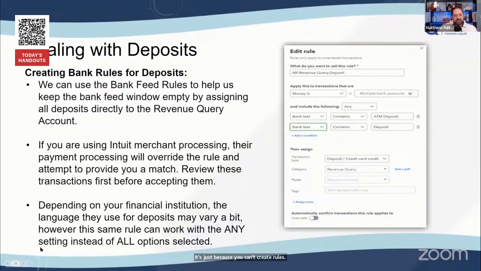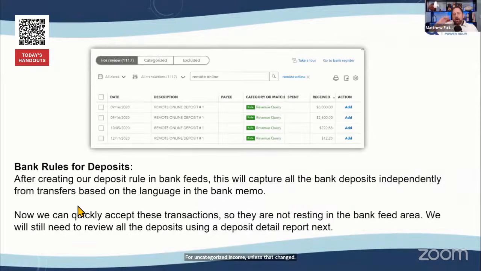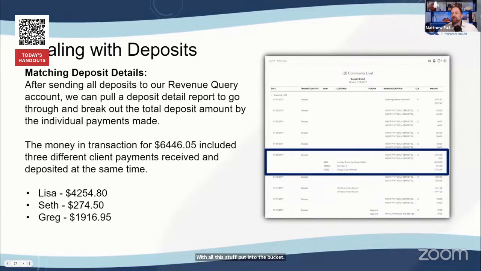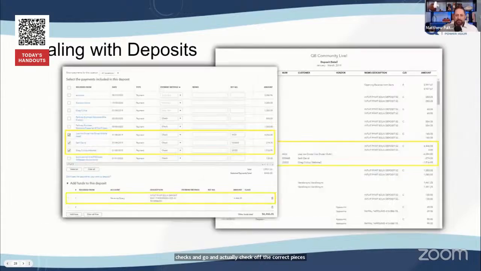And what it allows me to do is basically take all of my deposits quickly and toss them right into a Revenue Query account. Then with all this stuff put into the bucket, as part of my end of the month close process, I pull up a deposit detail report, and I can then pull up all the different images if there's multiple checks and go and actually check off the correct pieces that tie into it and spend down that revenue query.